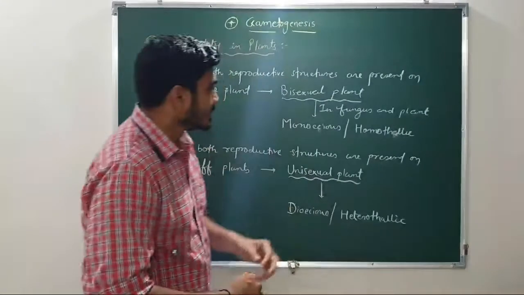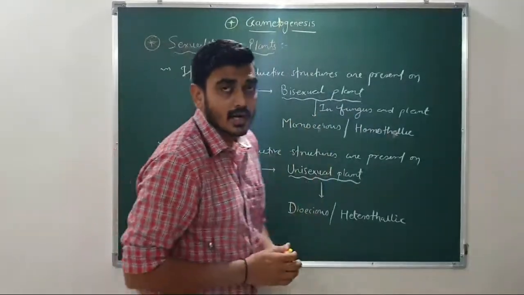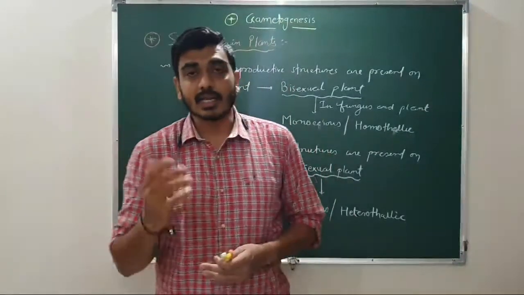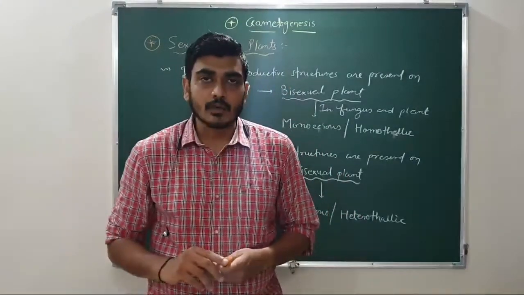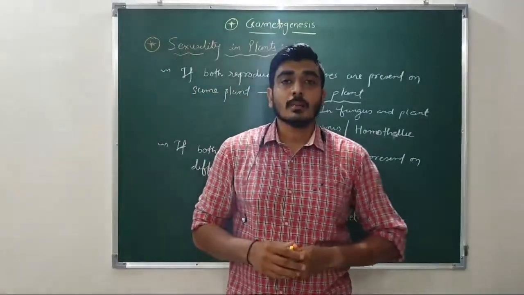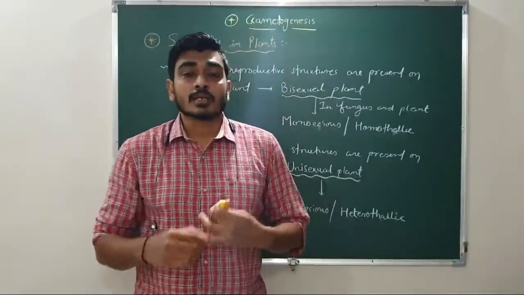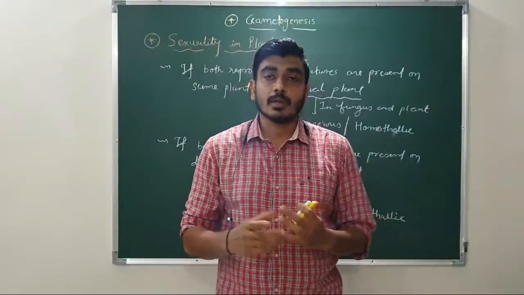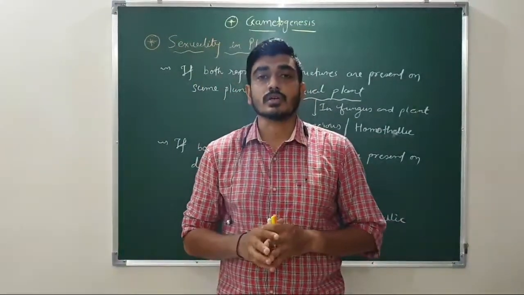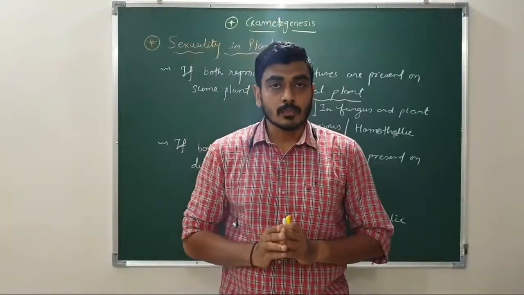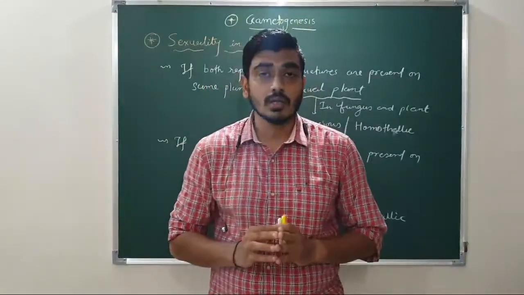Now, these are examples from fungi and lower plants. But when we consider higher plants, like angiosperms, the main reproductive organ is the flower. And we already know that the flower has four basic whorls: first calyx, second corolla, third stamen, and fourth carpel or pistil. Mainly the carpel and pistil are the main reproductive structures of the flower, right? So based on that, flowers are either unisexual flowers or bisexual flowers.